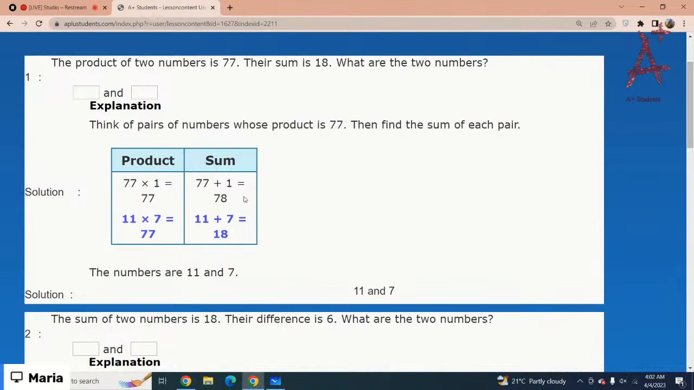77 times 1. Got it? Because 77 times 1 is 77. But when you add them, it makes 78. This isn't the correct option. Got it? We need the one that when added makes 18. So 11 times 7 is 77. And when you add them, it makes 18. Got it? So this is the correct option. 11 and 7 are the two numbers that when multiplied makes 77 and when added makes 18. Got it?